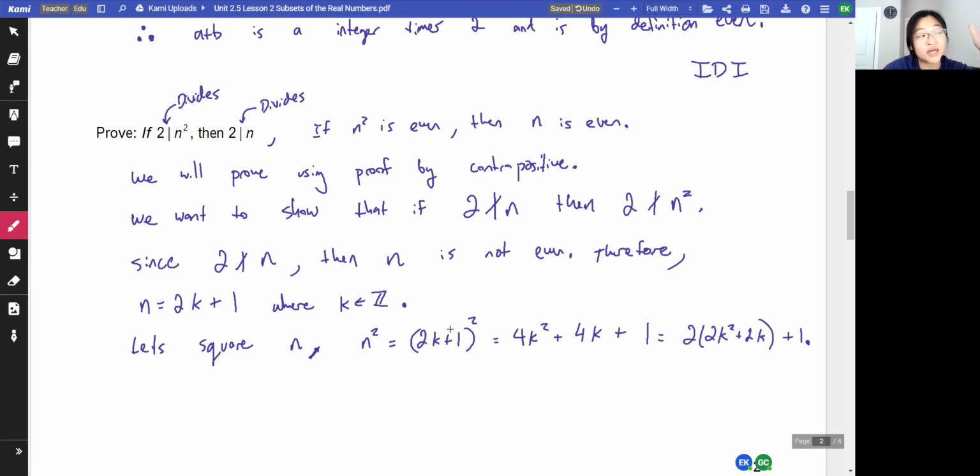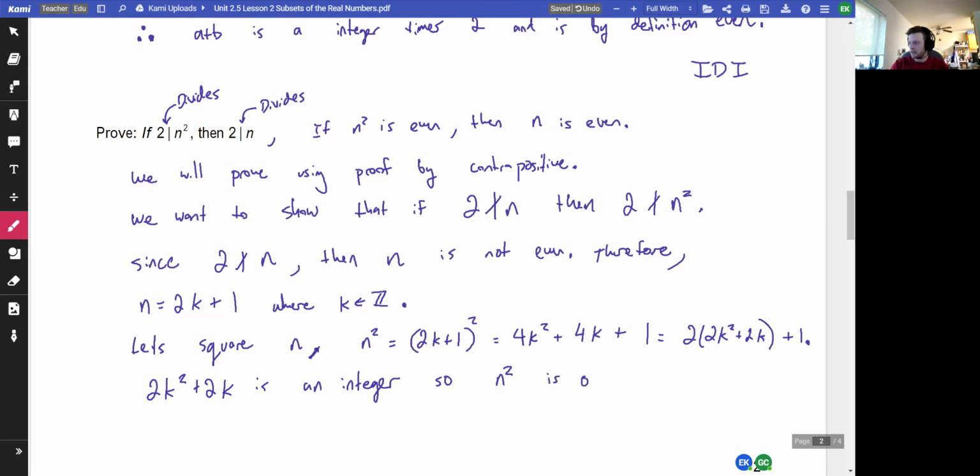So now we have 2 times this thing which we know is an integer, because when you square an integer, you still have an integer, and when you multiply an integer by something, you still have an integer, and then you add that to another integer, and integer plus integer is still an integer. So everything in that parentheses is an integer. So we got double an integer plus 1, which is odd. So n squared is odd.